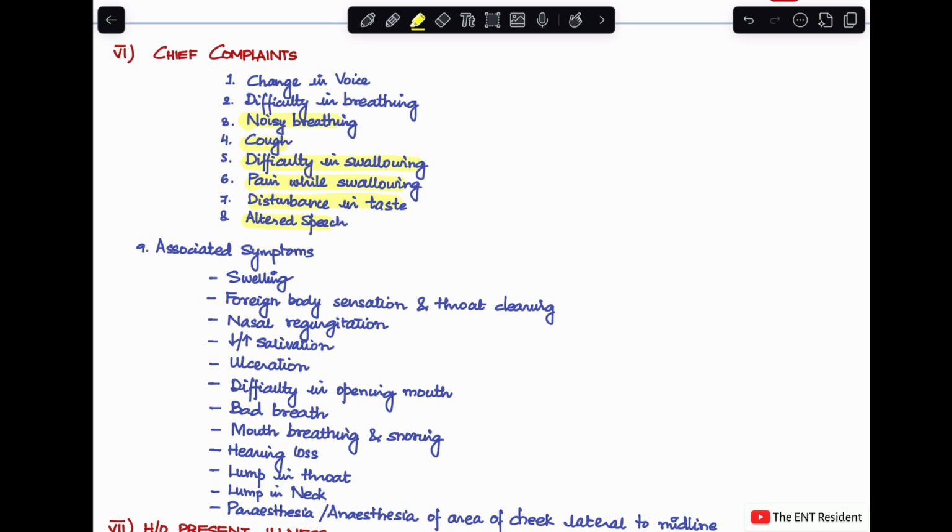So, next are the associated symptoms. Associated symptoms can be a lot of things like swelling, a foreign body sensation and throat clearing, nasal regurgitation, disturbance in salivation, ulceration, difficulty in opening the mouth, bad breath, mouth breathing and snoring, hearing loss, lump in the throat, lump in the neck, paresthesia or anesthesia of area of a cheek lateral to midline. So these are generally roughly all the complaints that you may encounter in a case involving the oral cavity, pharynx, or the larynx. Now I'll be discussing each one of these complaints in a little bit more detail.